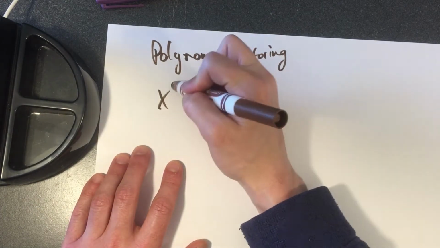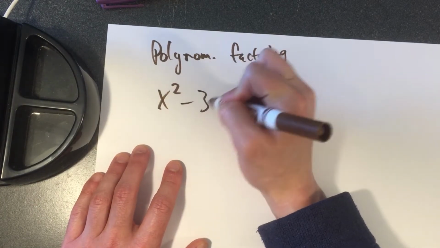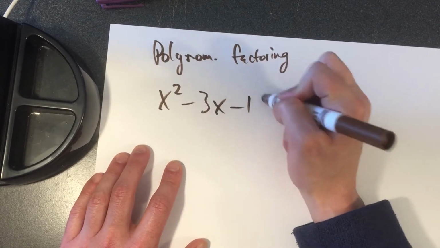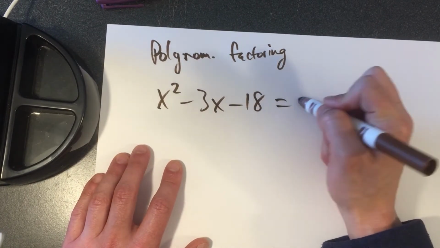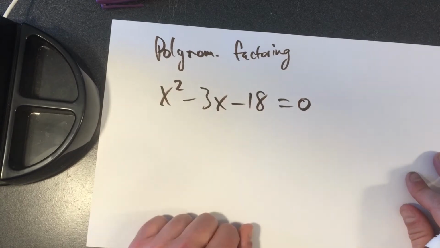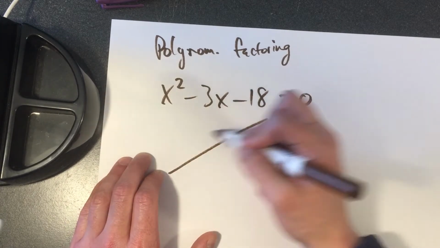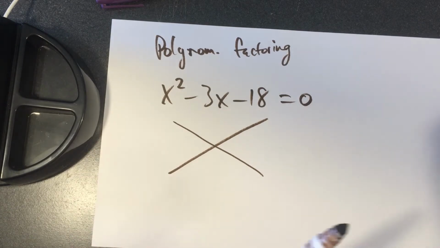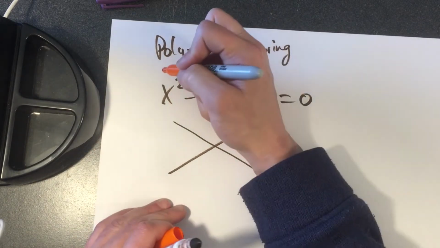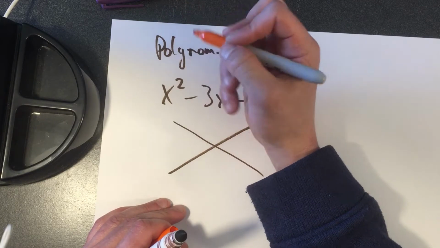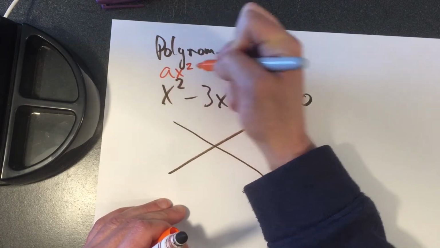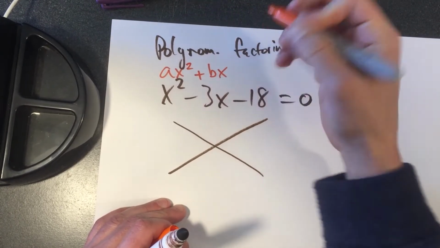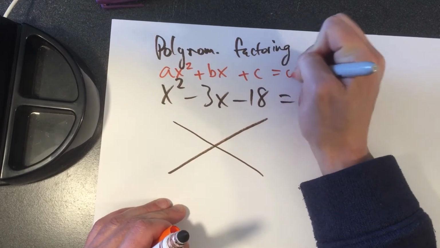We have x squared minus 3x minus 18. So, of course, this equals 0. Now, how would we factor this? Well, we simply make our little cross here, and remember the form that all quadratics take: ax squared plus bx plus c equals 0.